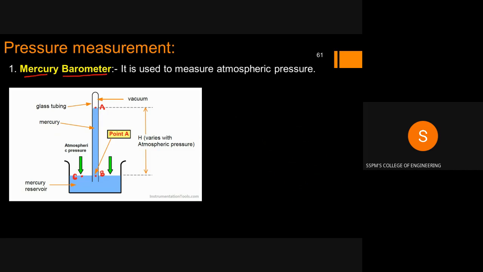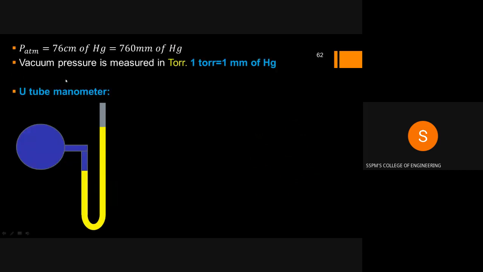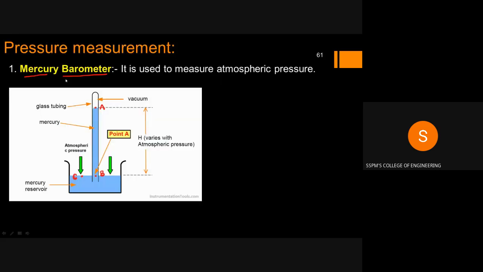Okay. Now for the pressure measurement, we have two devices. One is the mercury barometer and the second device is the U-tube manometer. The mercury barometer is just a single glass tube. We can measure the atmospheric pressure by using the mercury barometer. This is the liquid in the mercury barometer. We just have to measure the height.